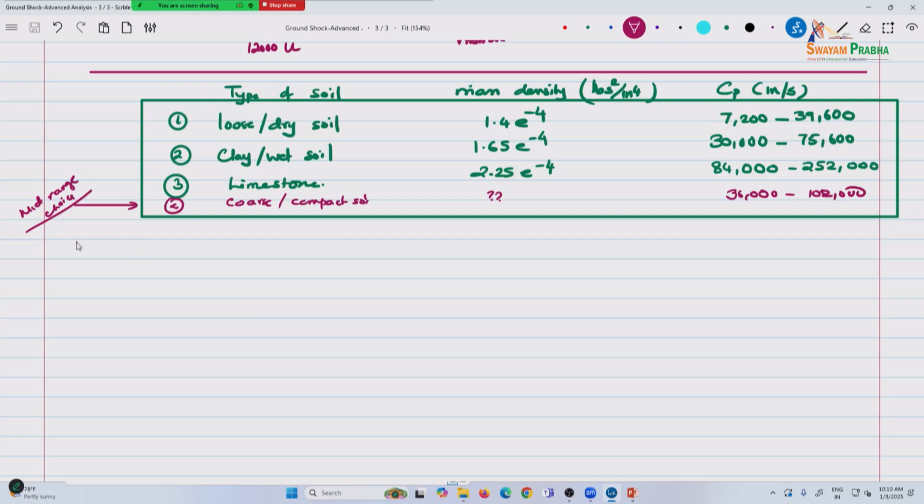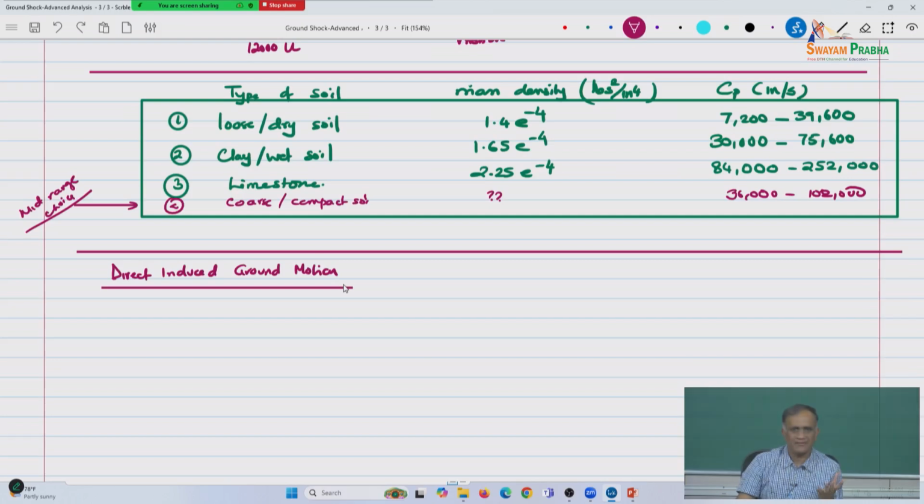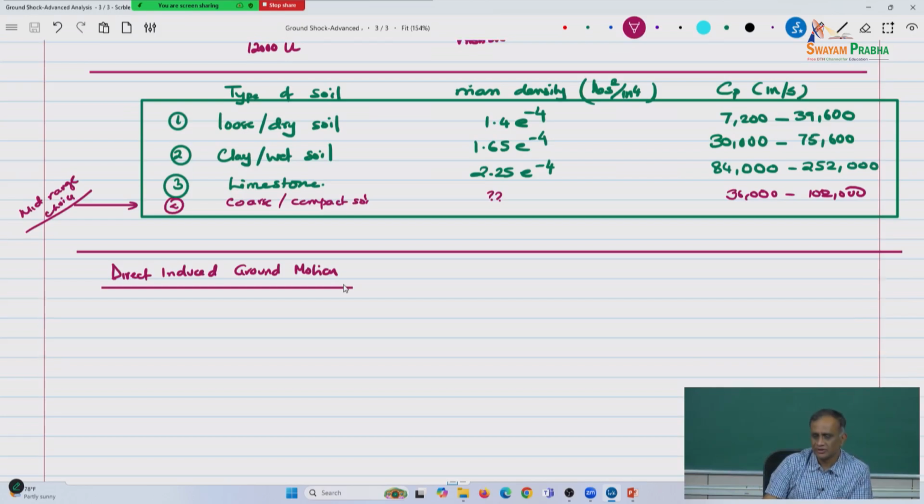Now, coming to direct induced ground motion. Some of you have been talking about buried structures. If it is buried inside a compound or inside a tunnel type, you're going to have air, and then the pressures are going to get energy transmitted. So there is no direct contact of the explosive with the soil itself.